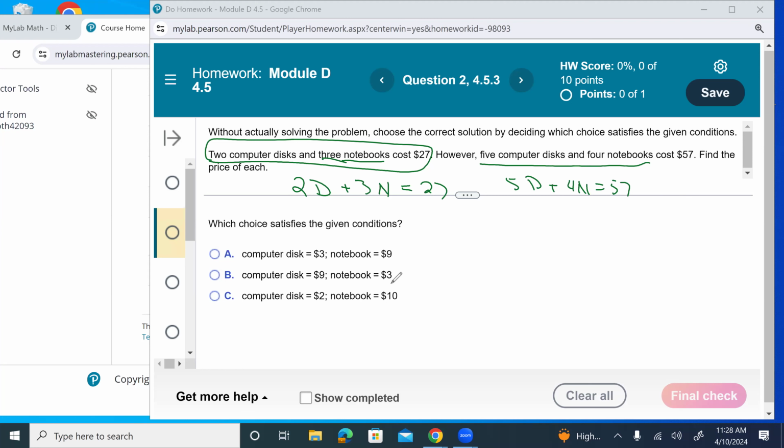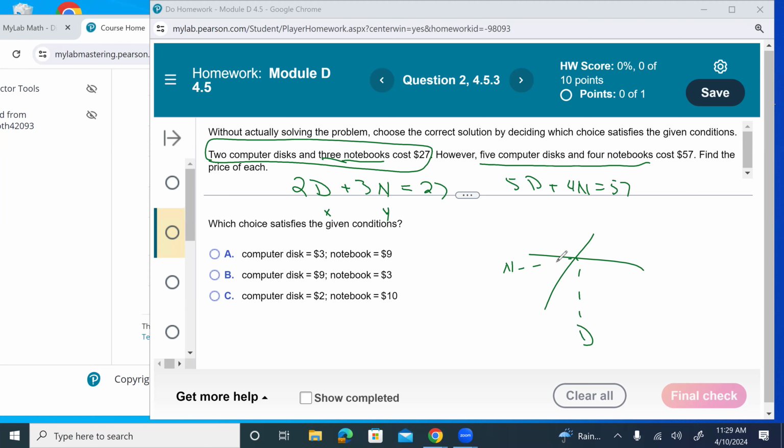How could I solve those? I could graph them. I could imagine the D is the X and N is the Y, and I could just graph those 2 equations. And I would get something that looks like this, where this would be disks and this is notebooks. And there would be the answer.